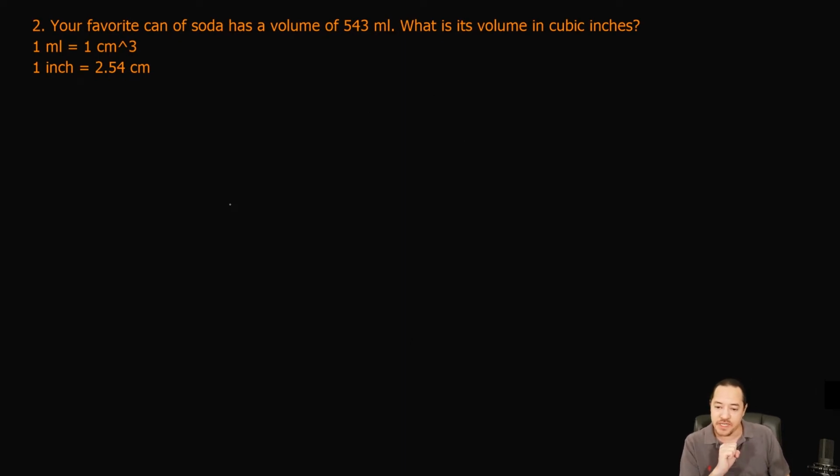Your favorite can of soda has a volume of 543 milliliters. What is its volume in cubic inches? And we have some conversion factors here. 1 milliliter is the same as 1 cubic centimeter. 1 inch is equal to 2.54 centimeters. Okay. What do we need to know? We need to know the volume in cubic inches.